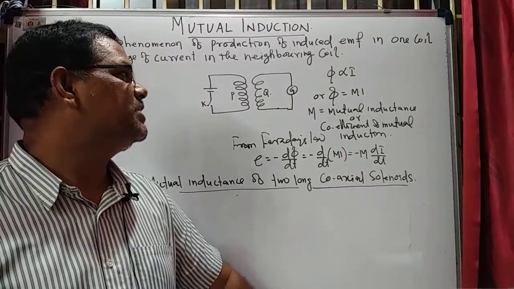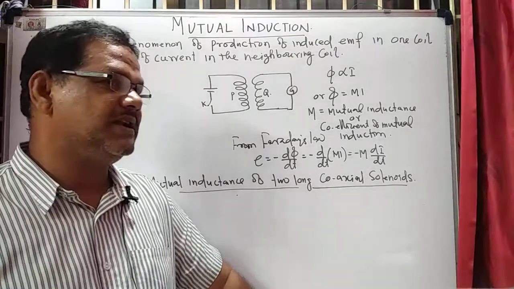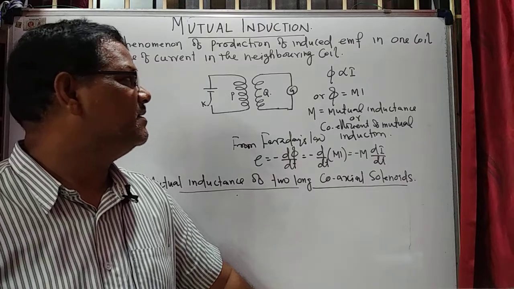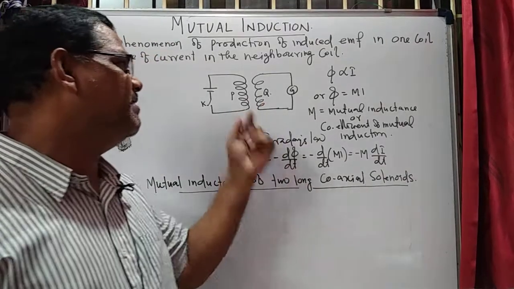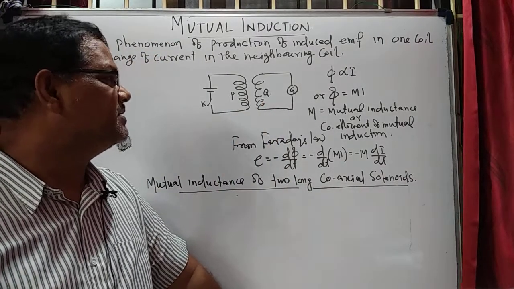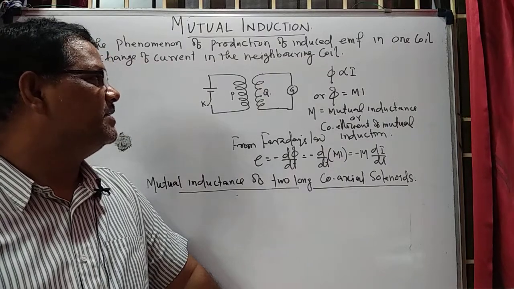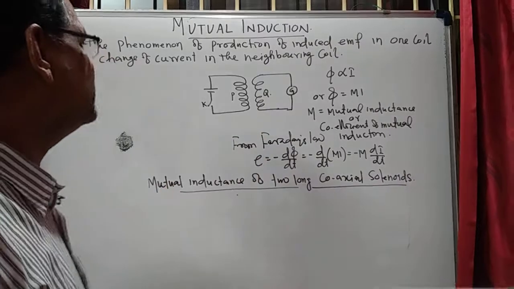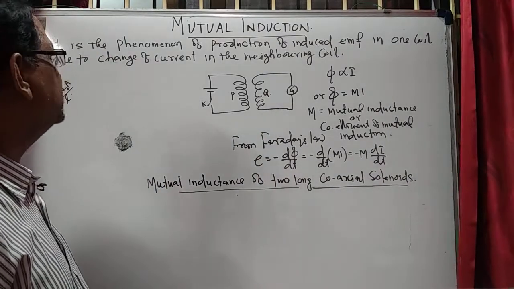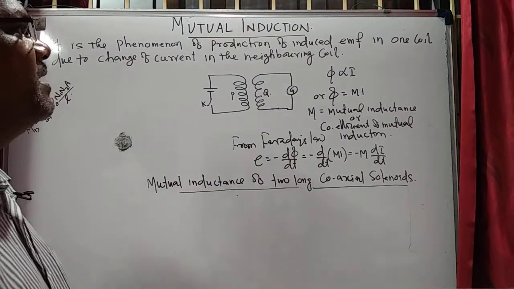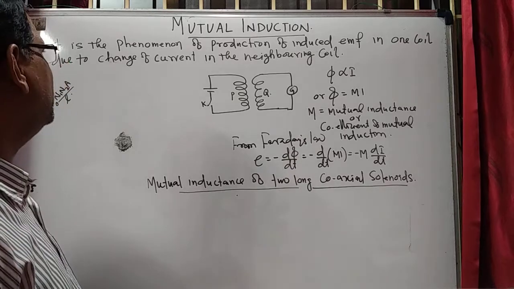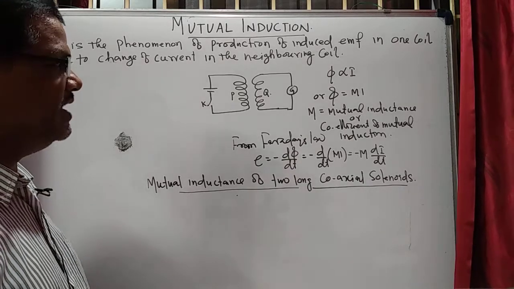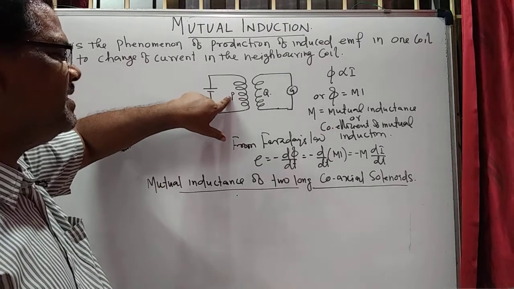So whatever induced current is produced in the second, that is the secondary coil, this phenomenon depends upon the coupling of the two coils, and the induced current produced in the secondary coil, this phenomenon is termed mutual induction. It is the phenomenon of production of induced EMF in one coil due to the change in current flowing in the neighboring coil, which is the primary coil.